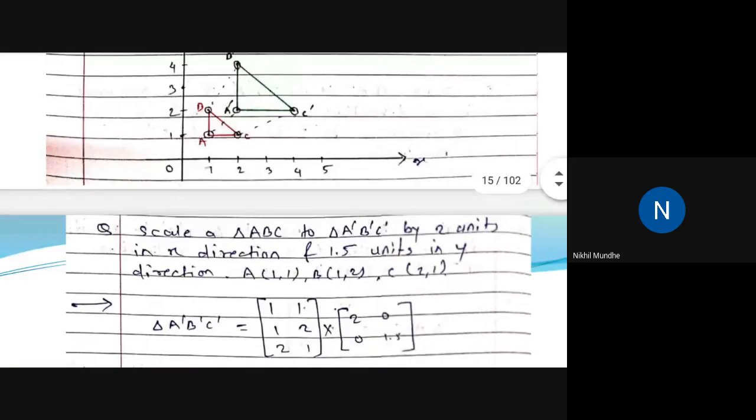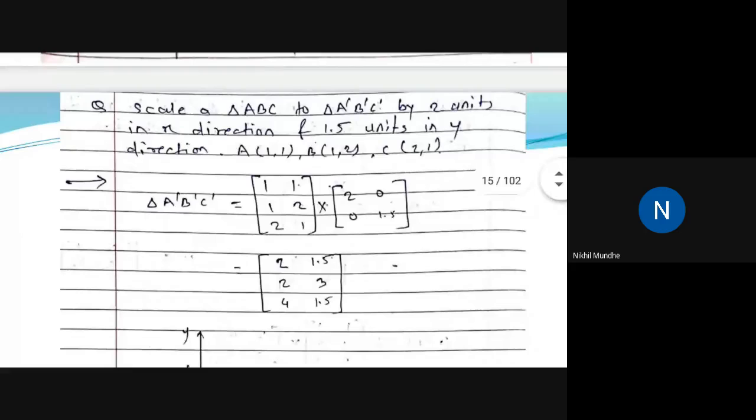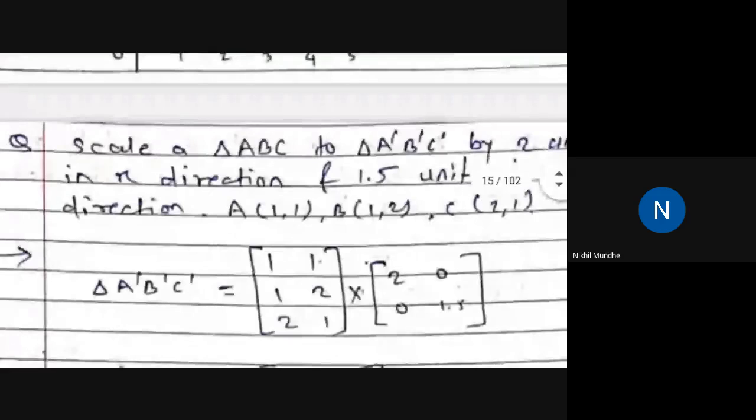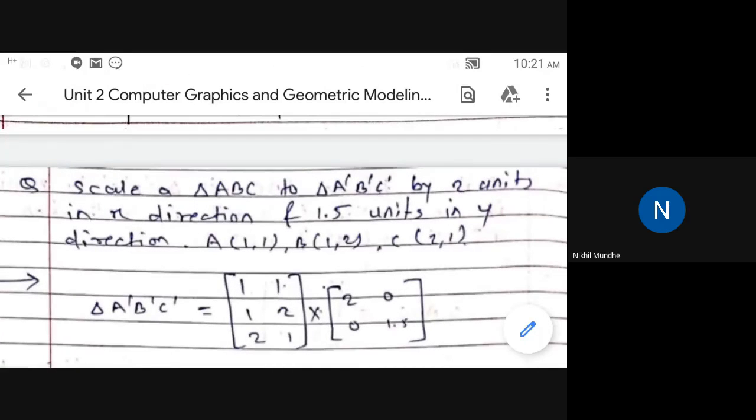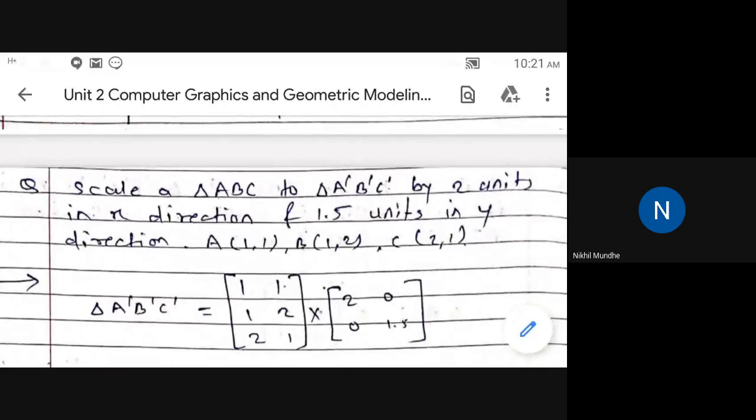Second problem. No, sir. The second problem is also the same. Scale a triangle ABC to the triangle A dash B dash C dash. So try to solve this problem, all of you. I will hide the answer here. Write down the problem statement only. It is a direct problem statement. Only multiplication is required. Scale the triangle ABC to the triangle A dash B dash C dash by 2 units.